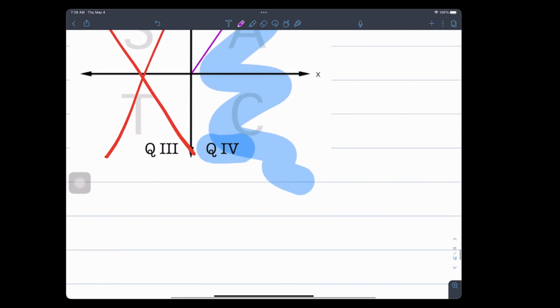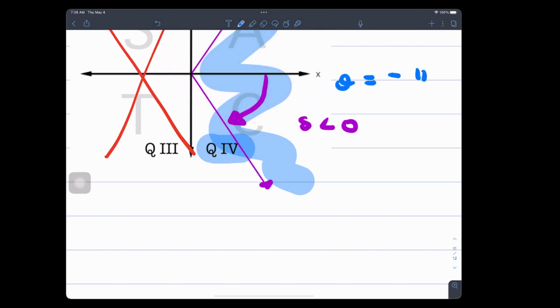But in quadrant 4, ladies and gentlemen, what do you know about quadrant 4? Sine is negative, isn't it? Because cosine's positive. So you're going to need to know about negative angles. Theta, the answer now is negative pi over 3. It's not positive pi over 3. It's negative pi over 3.